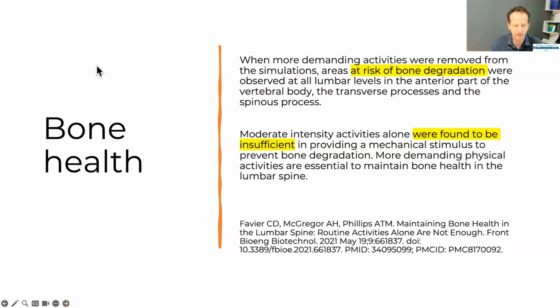The same thing goes for bone health, osteoporosis, right? This study showed that where they removed demanding activities from the program, they would see an increase in risk of bone degeneration on their bone scans. And then they showed that moderate intensity was not enough. Moderate intensity activities alone were found to be insufficient in providing a mechanical stimulus to prevent bone degeneration. So introducing more demanding activities might be essential to regrowing healthy bone tissue.